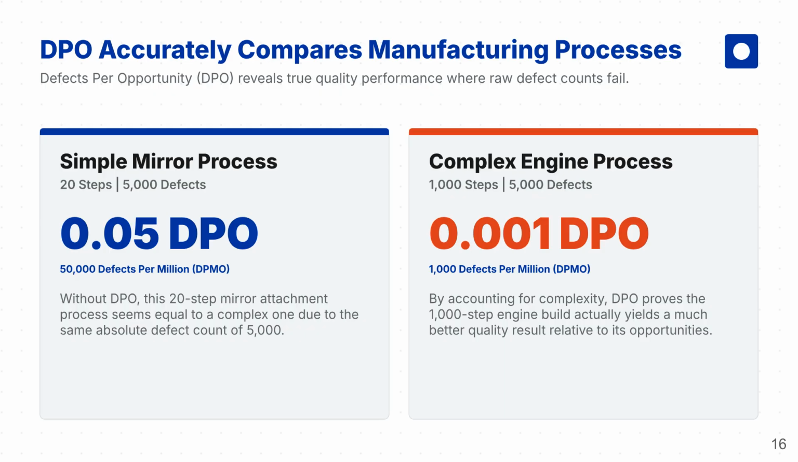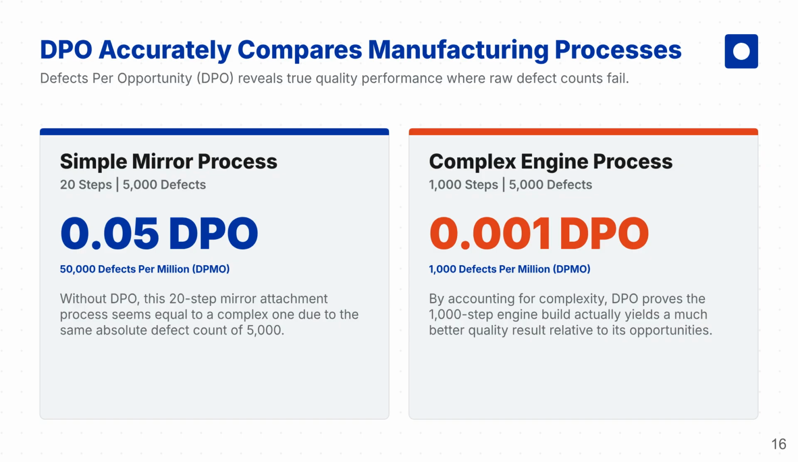Consider a bank where opening a savings account requires only 5 steps, while processing a home loan involves hundreds of verification and approval activities. If both processes produce 10 errors, it would be incorrect to assume they have the same quality. Since the loan process has many more opportunities for mistakes, its DPO may actually be much lower, indicating better overall performance.